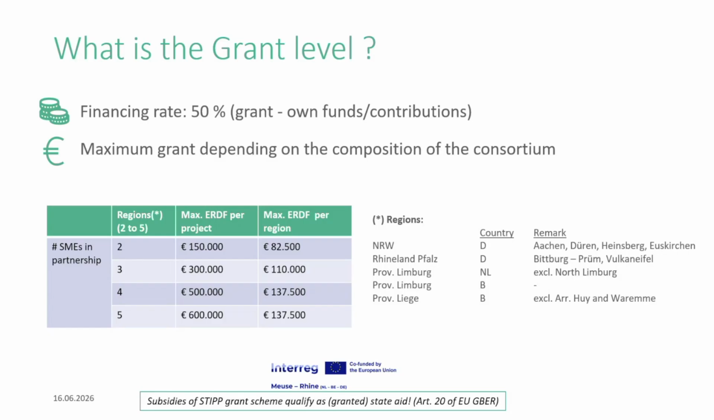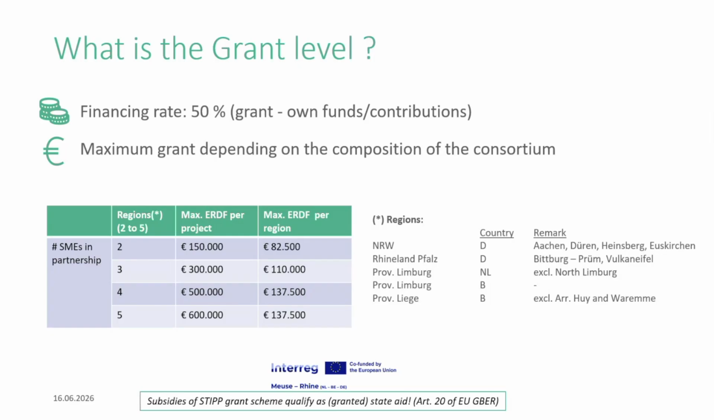So as mentioned, you still need a cross-border collaboration, but if you have more regions involved, you can also have more available budget, ERDF budget for your project. So if you have only two partners, so for instance, a partner from Aachen and a partner from Maastricht, the maximum ERDF project budget is 150,000 euros. So that's a total project costs of 300,000 euros. If you involve all the 5 regions, you can go up to 600,000 euros.